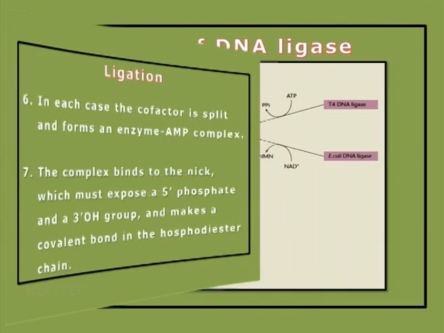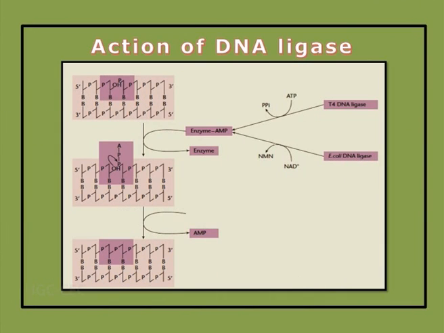This enzyme AMP complex, as you can see here, binds to the nicked DNA and carries out the covalent linkage, which leads to phosphodiester bond formation between the two nicked DNA samples, and finally leads to joining of the DNA. So whatever the cofactor requirements may be, the final active thing is the enzyme AMP complex.